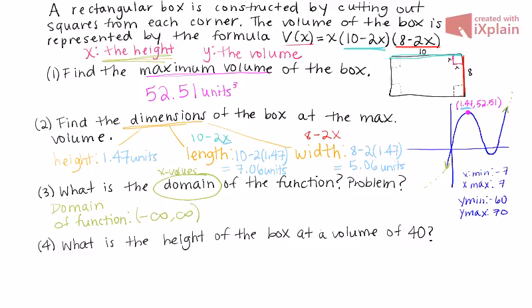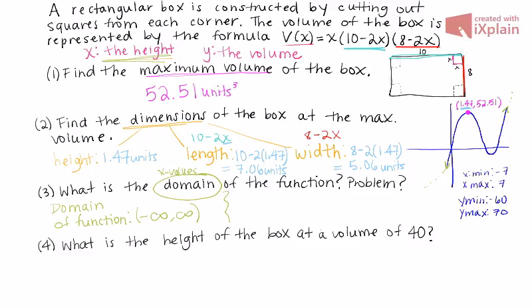For the domain of the problem, it's a little different because we cannot have a negative infinity height all the way to a positive infinity height with just a 10 by 8 sheet of paper. So we have to utilize our graph. We know that this graph represents the volume of the box. I know that all of these x values are heights of the box. Well, obviously, we cannot have a negative volume, nor could we have a negative height.